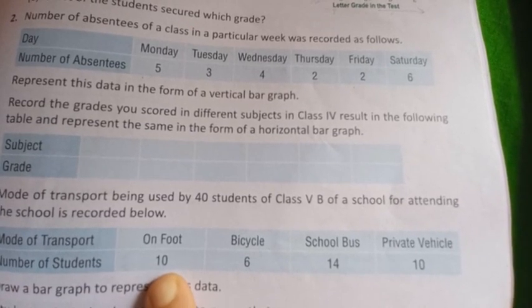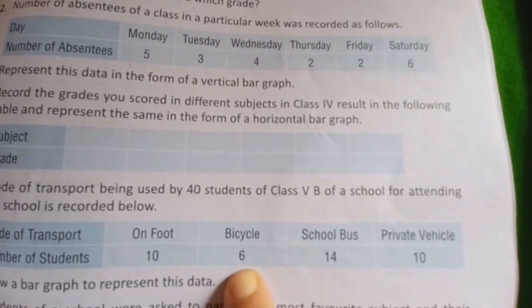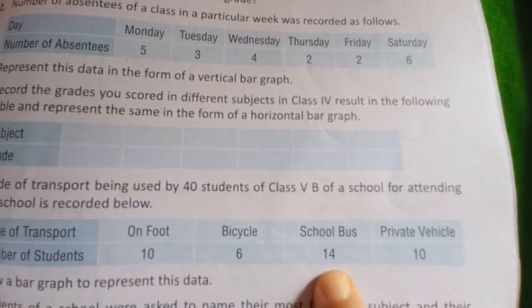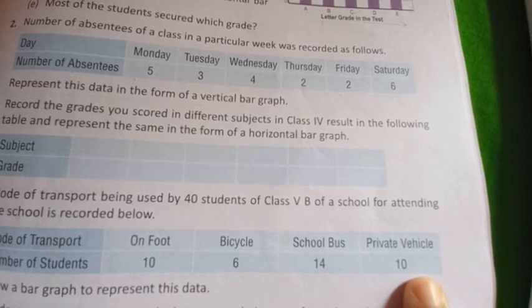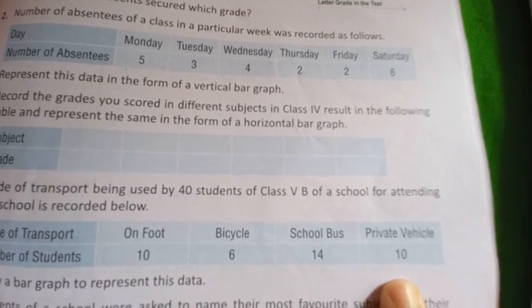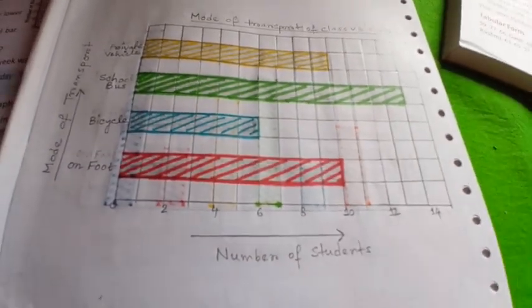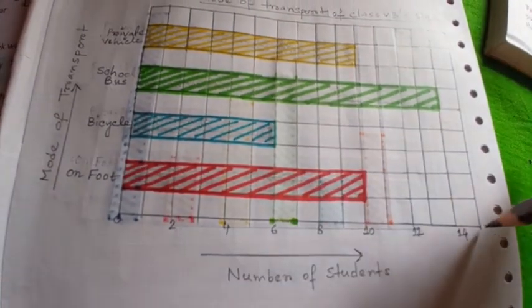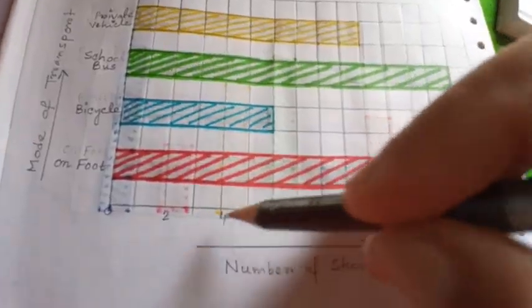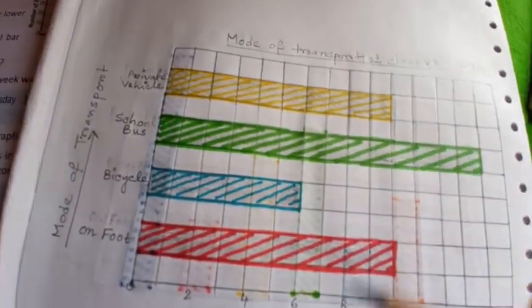The number of students who come on foot is 10, bicycle is 6, school bus is 14, and private vehicle is 10. So these are the numbers of students. Here I wanted to show you a horizontal bar graph, so I am putting this horizontal line and this vertical line. The horizontal line depicts the number of students, and the vertical line depicts the mode of transport.